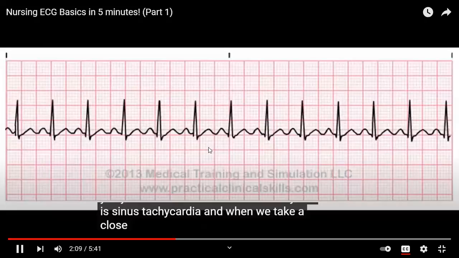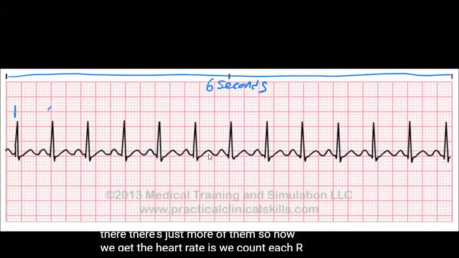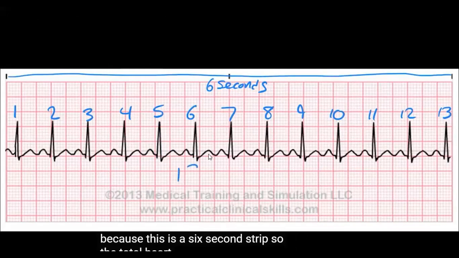And when we take a close look at it, we see that the P, the Q, the R, the S, and T are all still there. There's just more of them. So how we get the heart rate is we count each R. So there's 13 total R's here. Then we want to multiply that number times 10, because this is a 6 second strip. So the total heart rate is 130 beats per minute.